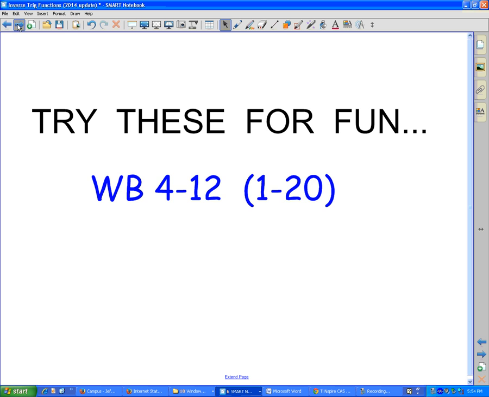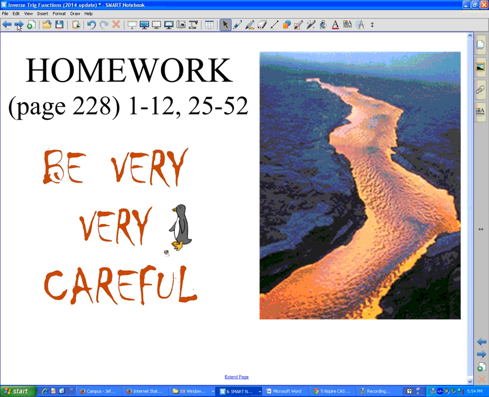And then for some more fun, you can do problems 1 through 12 and 25 through 52 out of the textbook, page 228. But be very, very careful. Why? Because you don't want to end up in the lava.